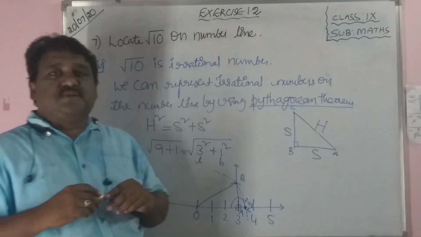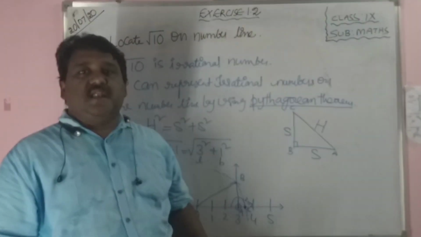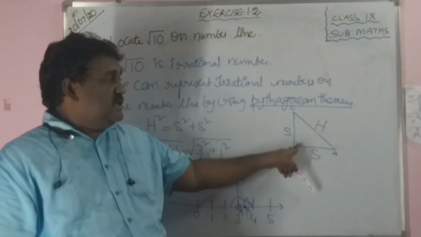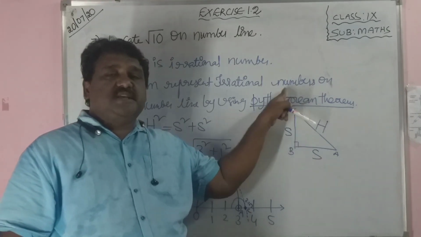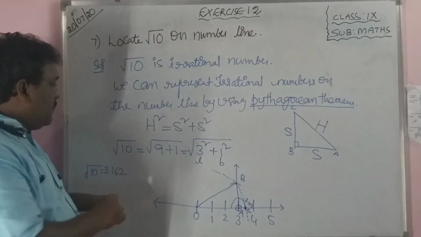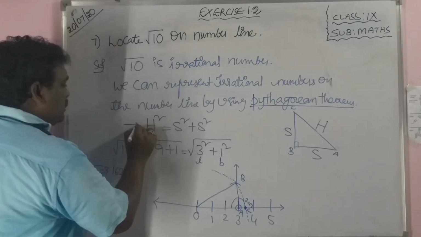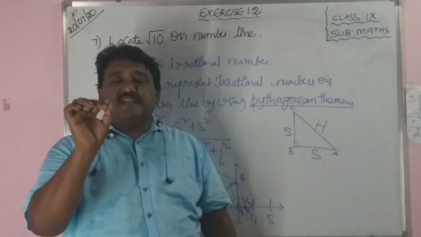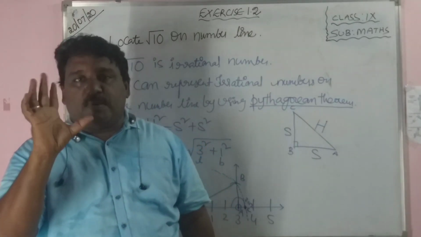The Pythagorean theorem exists only for a right angle triangle. In a right angle triangle, this angle is 90 degrees. The opposite side is known as the hypotenuse. This one is a side, this one is a side. So what is the property? Hypotenuse square equals side square plus side square. It is known as the Pythagorean property.